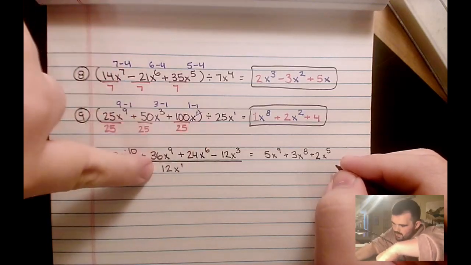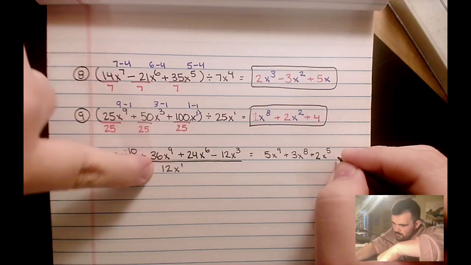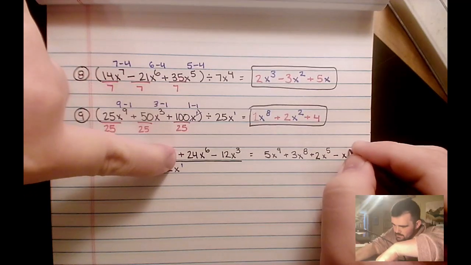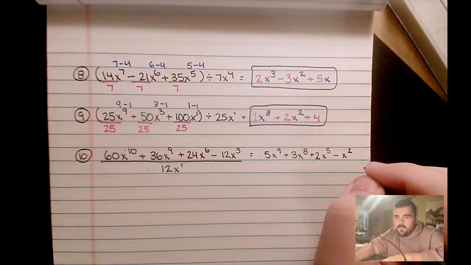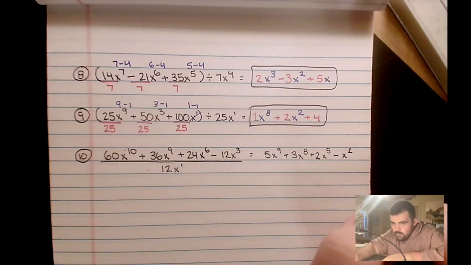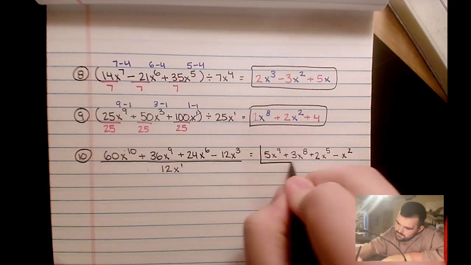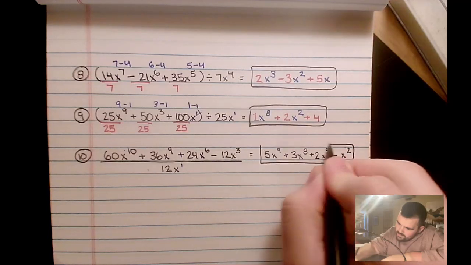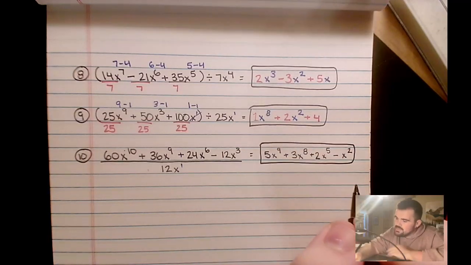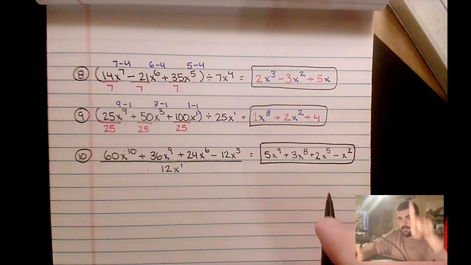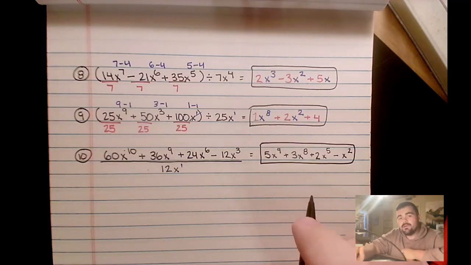Negative 12 divided by negative 12 is negative 1. 3 minus 1 is 2, so I'm just going to call this negative x squared. Okay, again, you could put the negative 1x squared there. You're not wrong. So final answer is 5x to the 9th plus 3x to the 8th plus 2x to the 5th minus x squared. Okay, a couple more questions are going to pop up right here, and we are done.